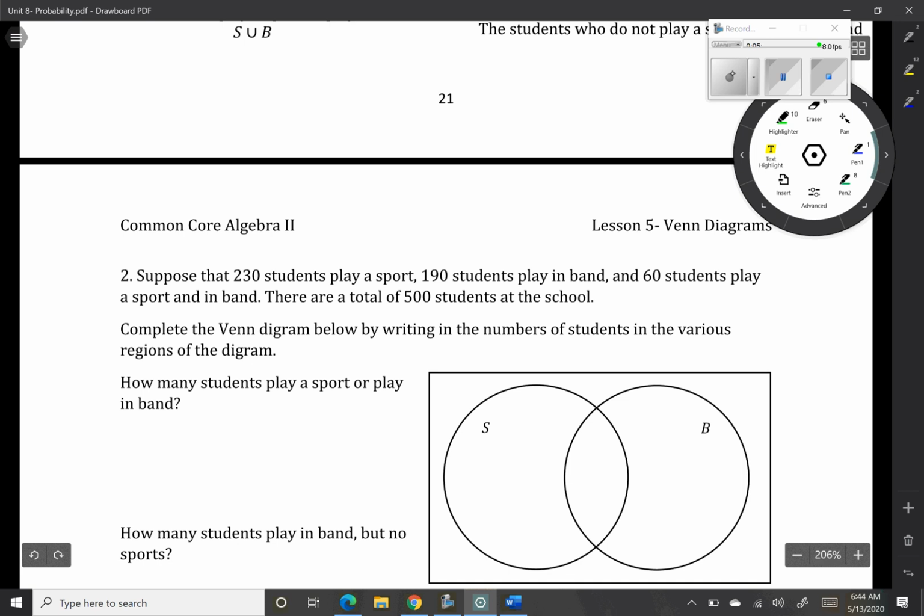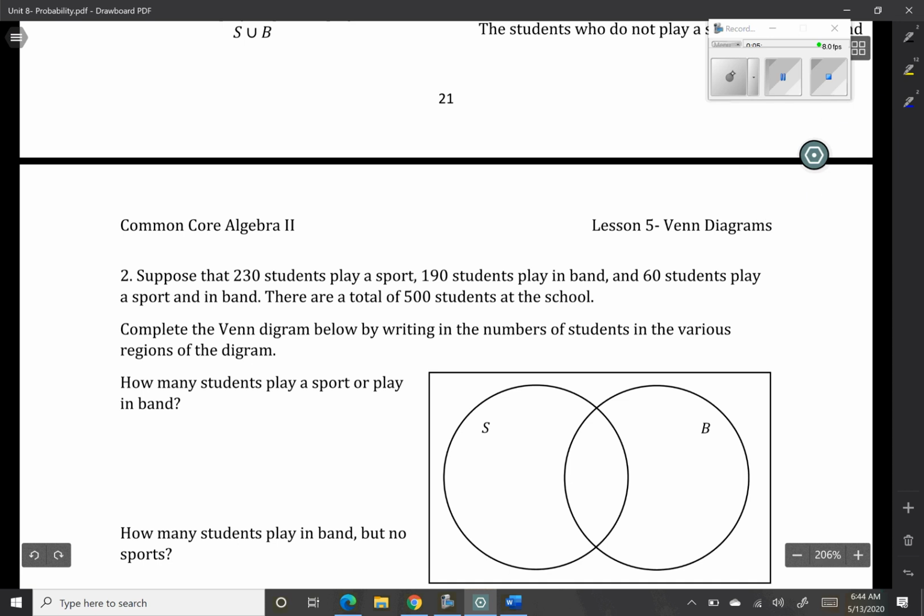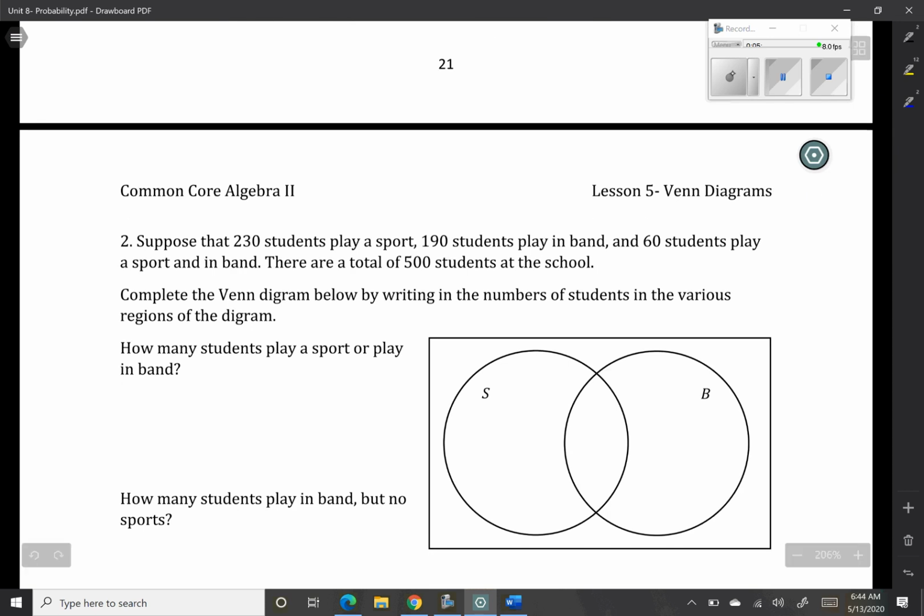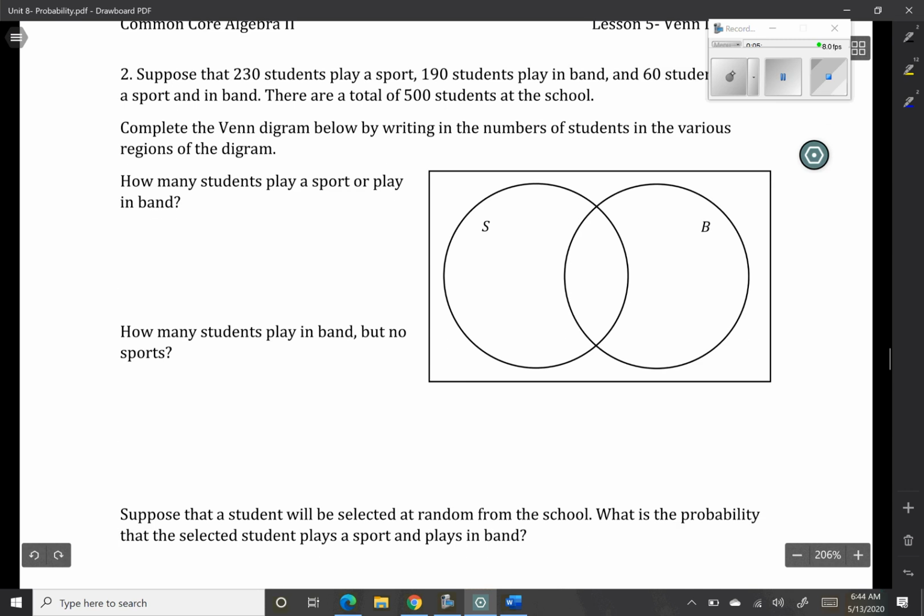So it says, suppose that 230 students play sport, 190 students play in a band, and 60 students play in sports and band. There are a total of 500 students in a school. Complete the Venn diagram by writing the numbers in the various regions. So go ahead, complete the Venn diagram. I'm going to pause the video. When I unpause it, you'll see the Venn diagram will be completed for you.